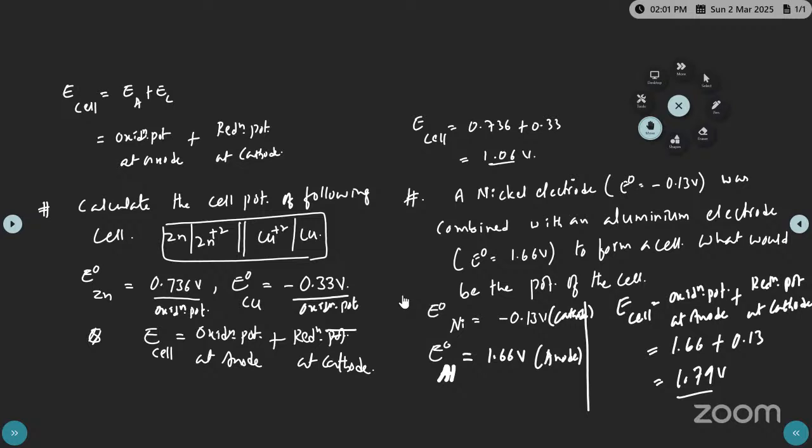ఇది పెట్టుకోండి. Every electrode has 2 potentials. ప్రతి ఎలక్ట్రోడ్‌కి 2 పొటెన్షియల్స్. What are they? Oxidation potential and reduction potential. What is oxidation potential? If at that electrode oxidation reaction takes place, that potential is oxidation potential. Its value is positive. Okay.